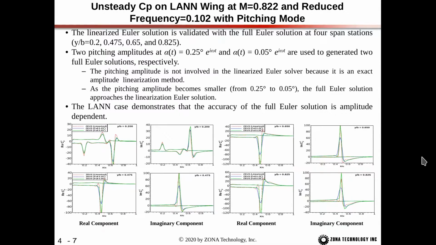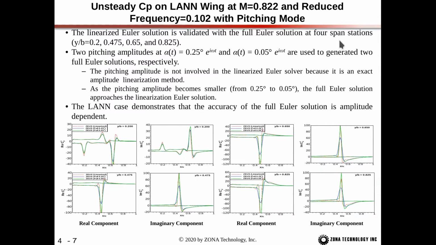So we'll look at some validation here. This is the unsteady CP on the LANN wing at Mach 0.822 and a reduced frequency of 0.102 with the pitching mode. Now the linearized Euler solution is validated with the full Euler solution at 4 span stations. We're looking at 20%, 47.5%, 65%, and 82.5% of the span.